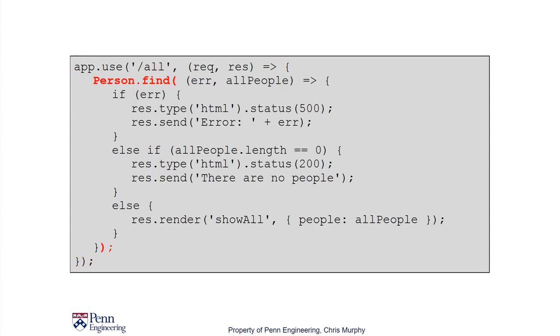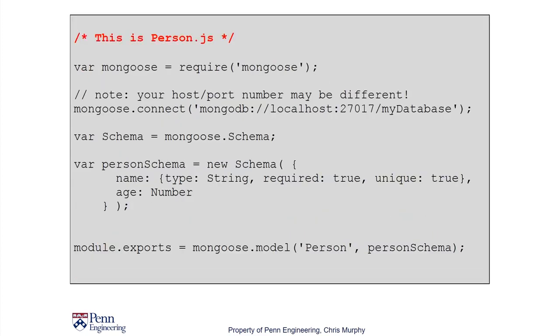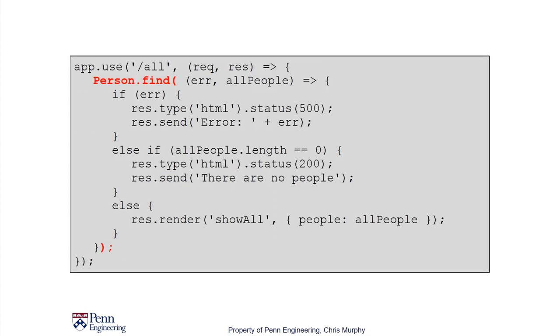To review what we saw last time, this is person.js. In this file, we connect to our database, we define the schema. At the bottom, we make the schema, or the model, available to other JavaScript code by using this line, module.exports equals mongoose.model, passing it the name that we want to use in other JavaScript code, and the schema that we created. Now let's go back to our Node Express code.